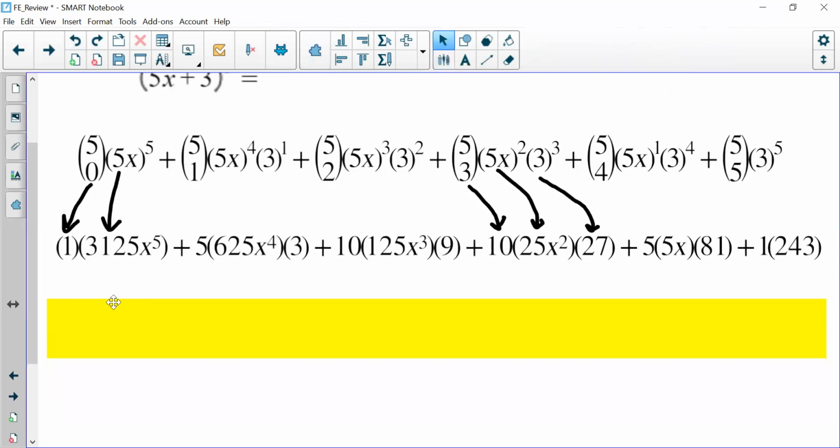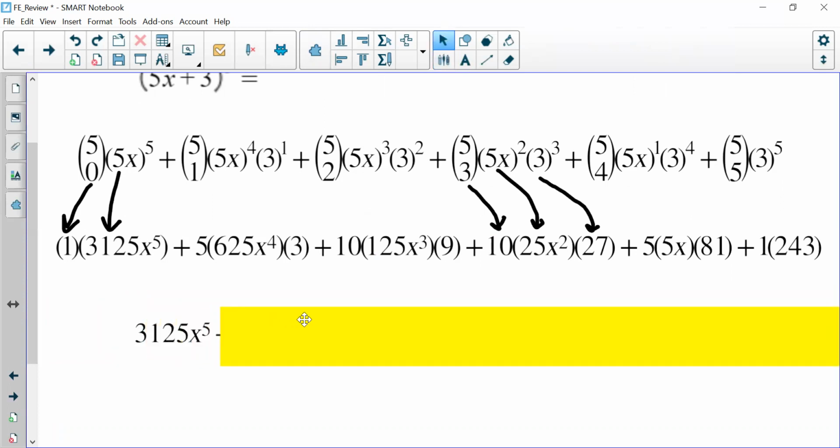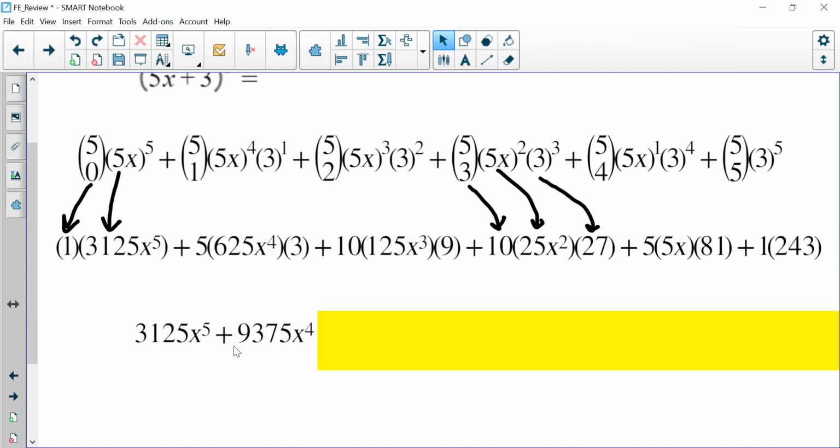So 1 times 3,125 is that. This second one I'm concerned about. Some people do some wild things. This is all multiplication. 5 times 625 times 3. You need your calculator, of course. 5 times 625 times 3 is this, 9,375.